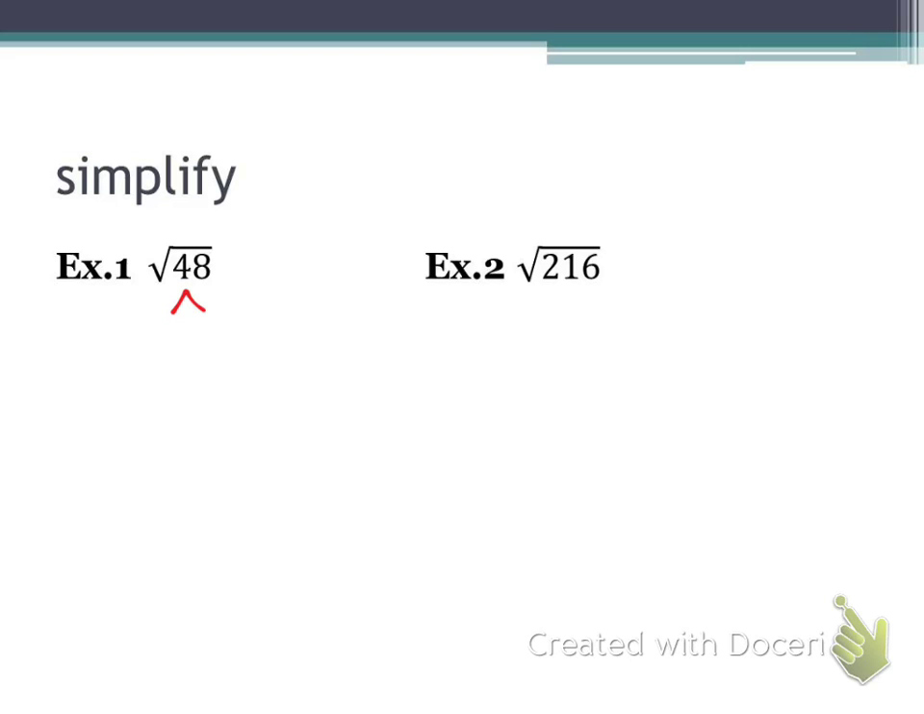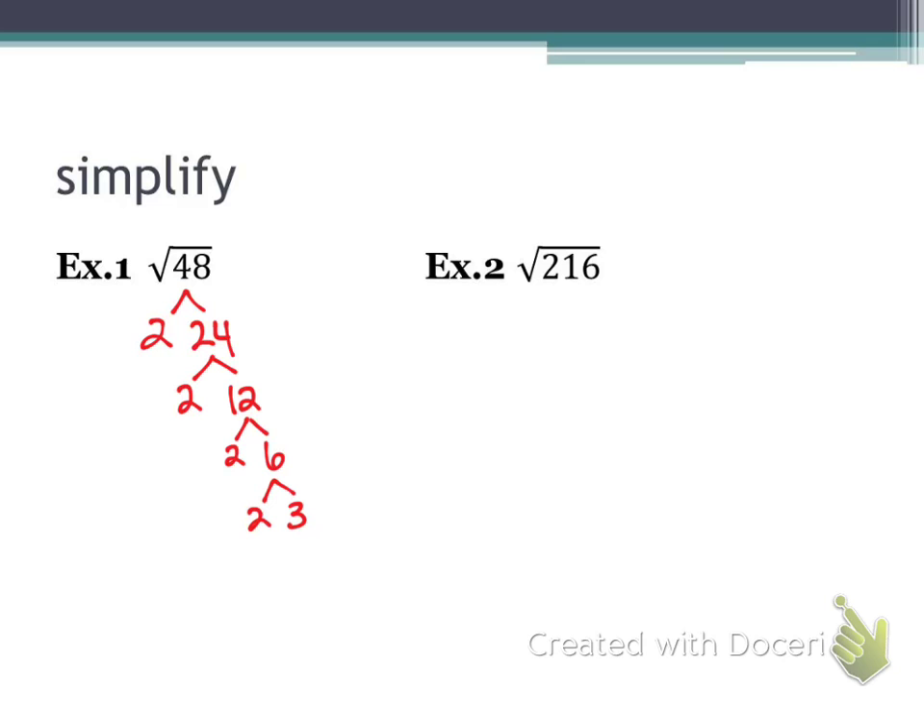So what's our starting factor pair that we want to use for 48? Sure, we can use 2 and 24. Which one of those breaks down more? The 24 breaks into 2 and 12. 12 breaks into 2 and 6. 6 breaks into 2 and 3. Okay, so now we've got it broken down as much as we can.